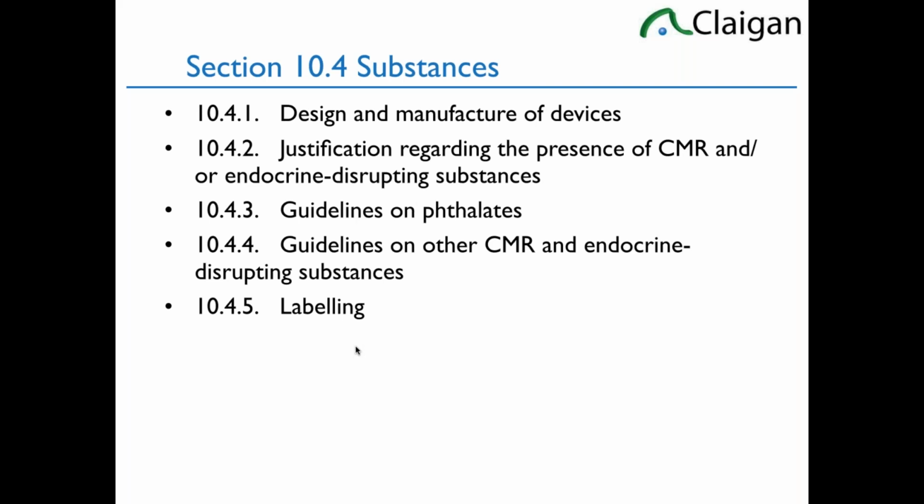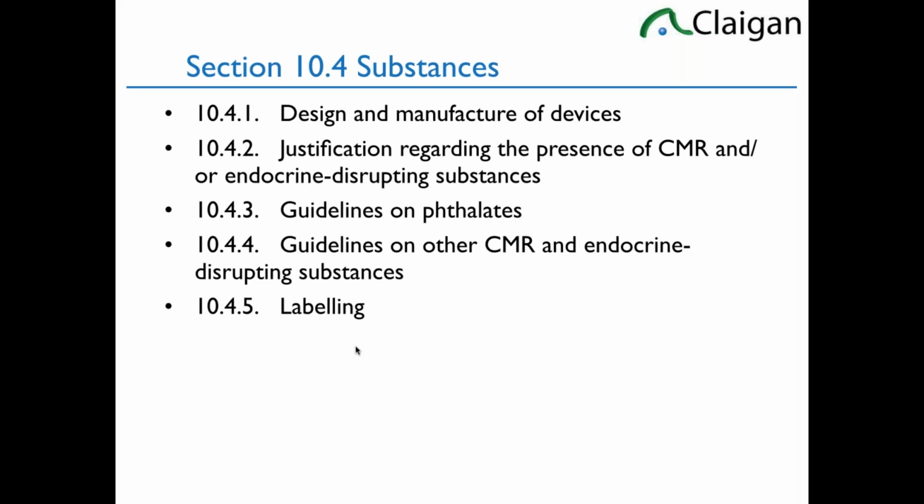So 10.4 has 5 sections. 10.4.1, design and manufacture of devices. 10.4.2, justification regarding the presence of CMRs or endocrine disrupting substances. And we'll talk about CMRs, carcinogen, mutagen, reproductive toxins, or endocrine disrupting chemicals, EDCs, called endocrine disrupting substances here. And then the 2 guideline sections, the section for creating the guidelines on phthalates and the section 10.4.4, guidelines on other CMRs and endocrine disrupting substances.